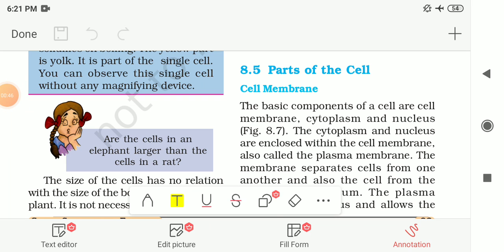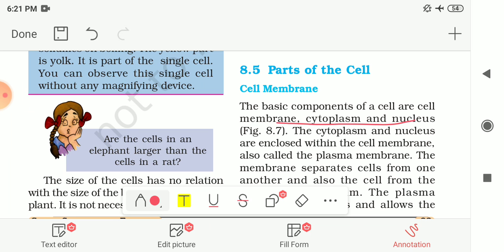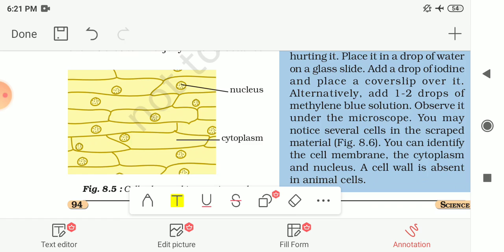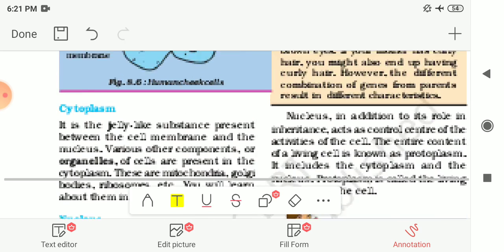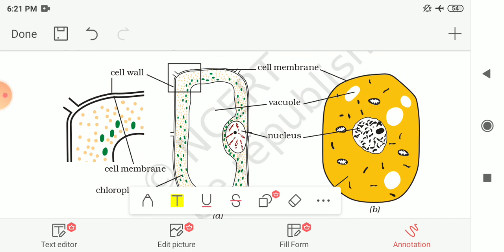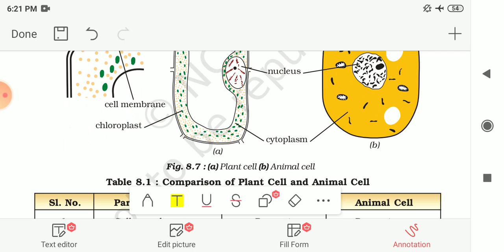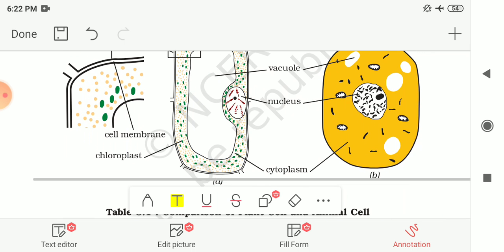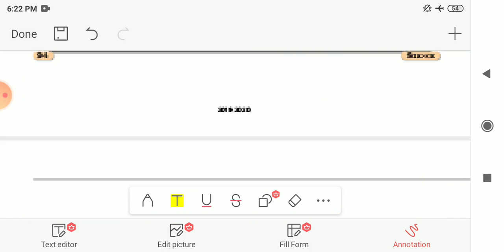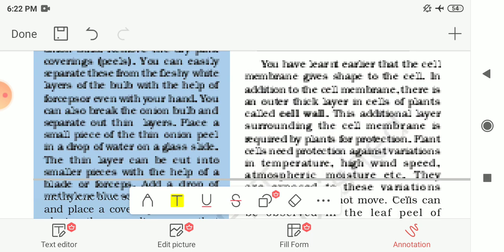So the cell contains different parts. In that, the first one is the cell membrane. The basic components of a cell are the cell membrane, cytoplasm and nucleus. It is shown to you in the next figure, 8.7. Here in the figure you can see the cell membrane, the cytoplasm and the nucleus. These are the basic components of the cell.